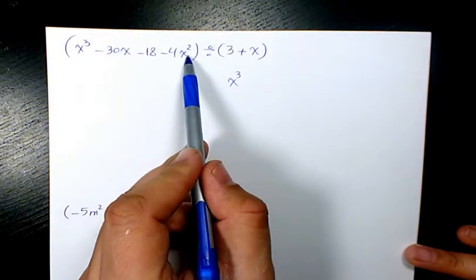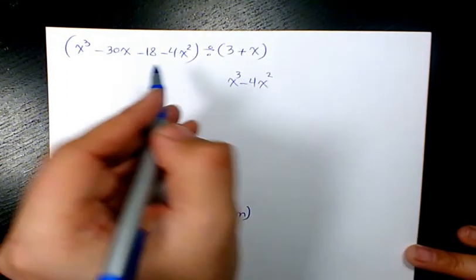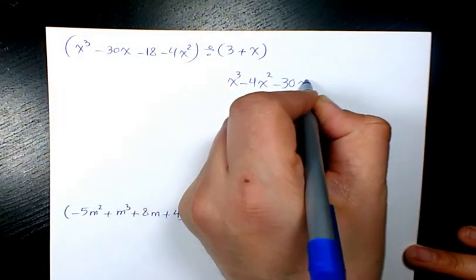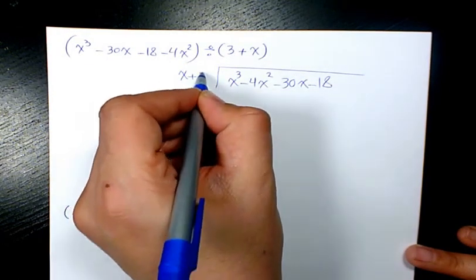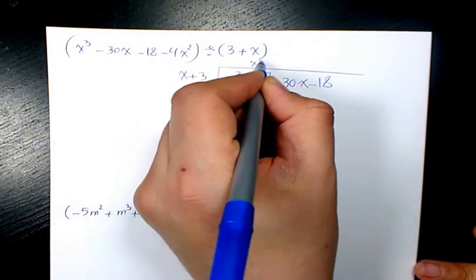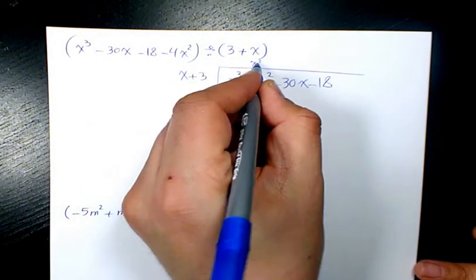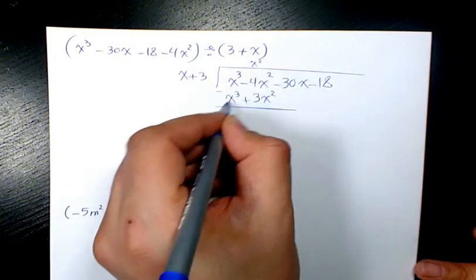In this one, we have x cubed. And be careful here, the next number is going to be negative 4x squared because you need to rank them. This one is going to be negative 30x minus 18 divided by x plus 3. X cubed divided by x is going to be x squared. X squared times x, x cubed. X squared times 3 is going to be 3x squared. Then you subtract it, it's going to be 0.